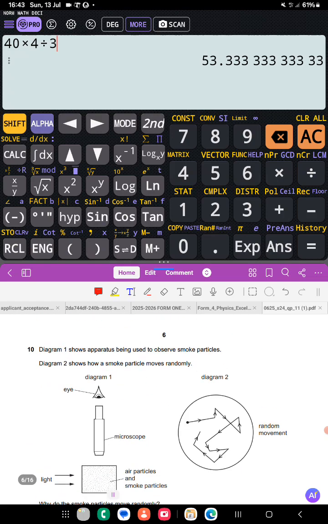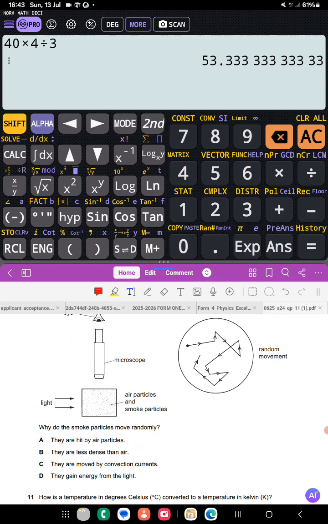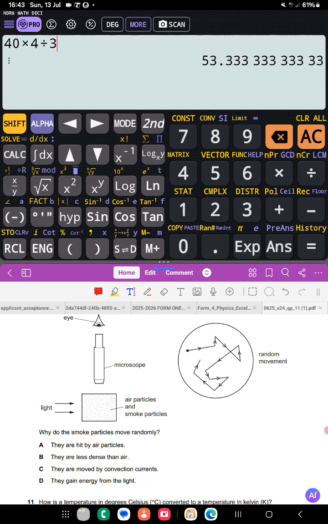Number 10. The diagram shows apparatus being used to observe smoke particles. Diagram 2 shows how smoke particles move. A small particle moves randomly here. Why do the smoke particles move randomly? Okay, so let's look at the available options.